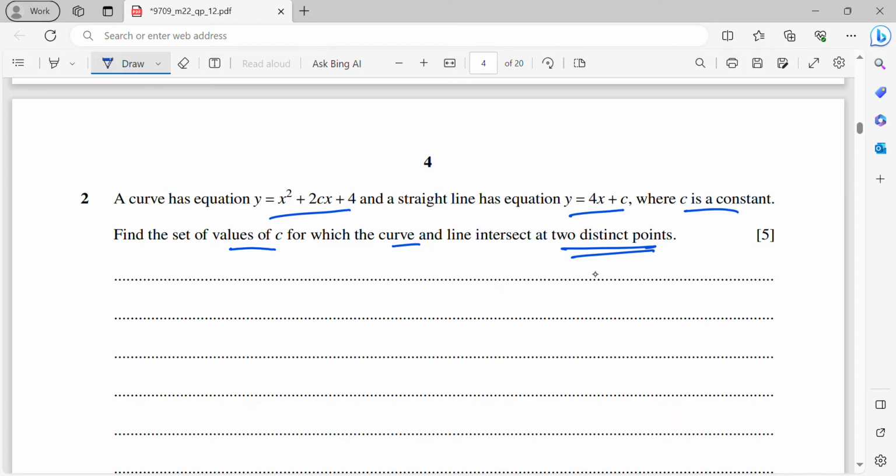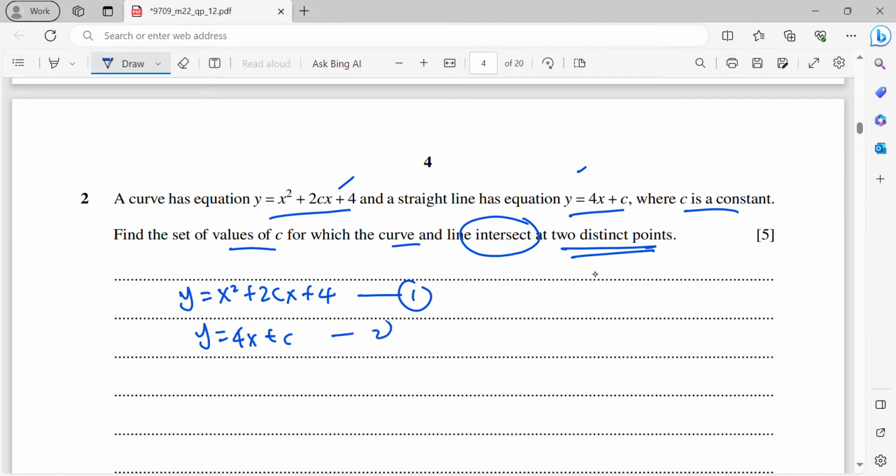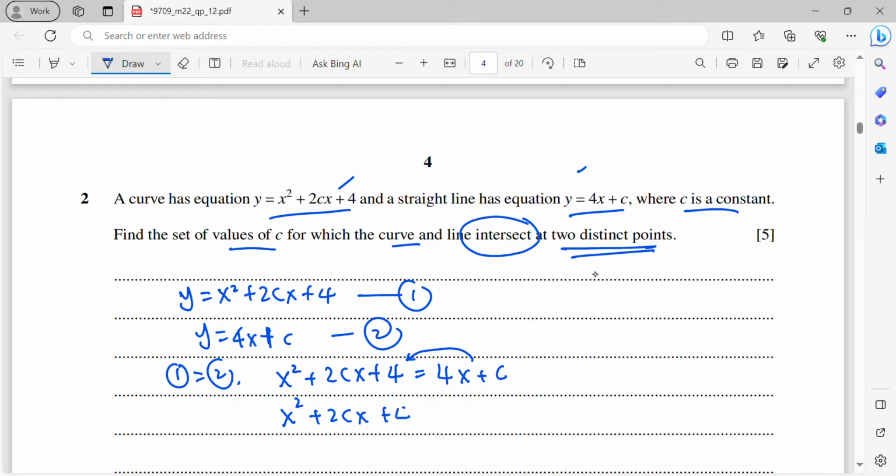Since they're intersecting, it means that now we have to solve these 2 simultaneous equations. I will let y equals x squared plus 2cx plus 4 be the first equation, and y equals 4x plus c be the second equation. Since they're intersecting, the first equals the second equation, which is the intersection point. So x squared plus 2cx plus 4 equals 4x plus c. Now just move all the terms to the left-hand side. Then I will get x squared plus 2cx plus 4 minus 4x minus c equals 0.